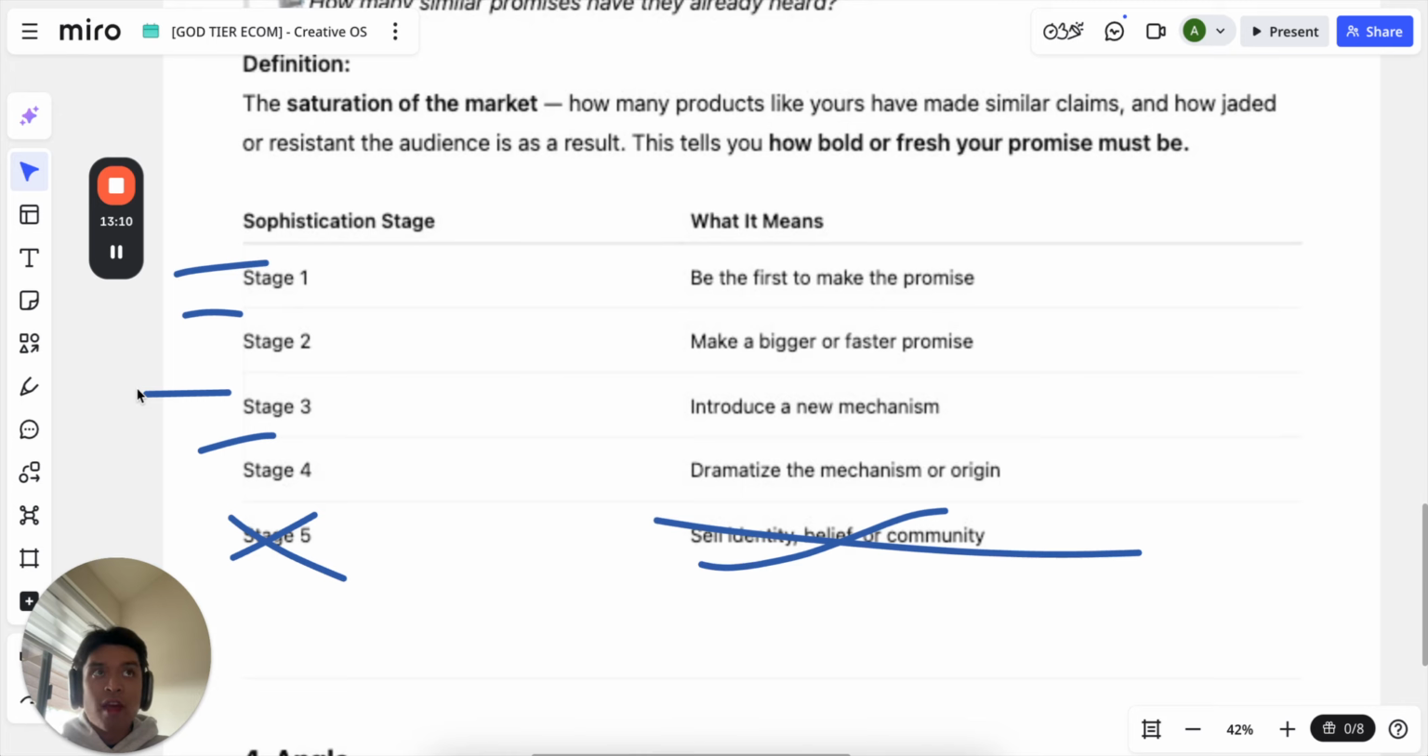There are exceptions to the rule of brands that are in lower sophistication stages. Those are typically brands that really have unique first to market products. But if you're selling a CPG, like a coffee alternative, or if you're selling clothing, the majority of you guys are going to fall into stage 4.